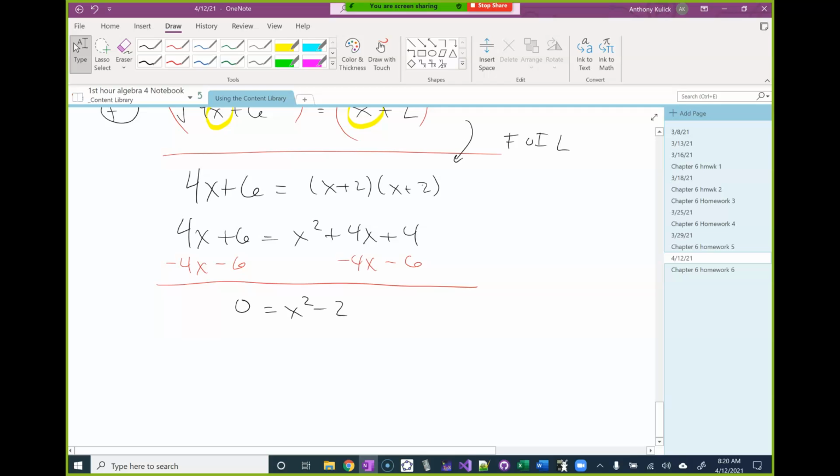I would solve this directly because we have just an x squared and no x. So we can just add 2 to both sides and square root both sides and be done. That's what I would do. You could also use the quadratic formula here, although that's a little bit of an overkill, but it would still work.